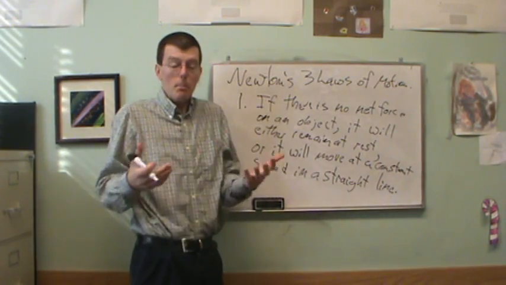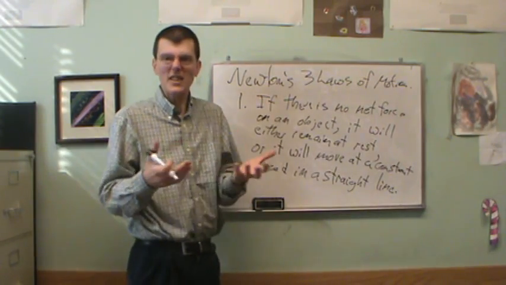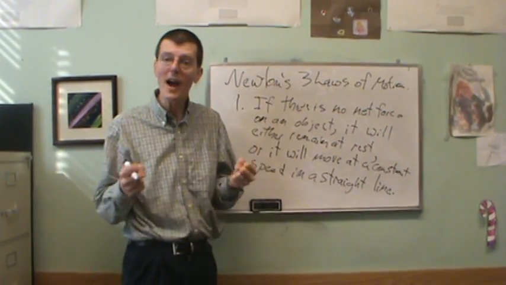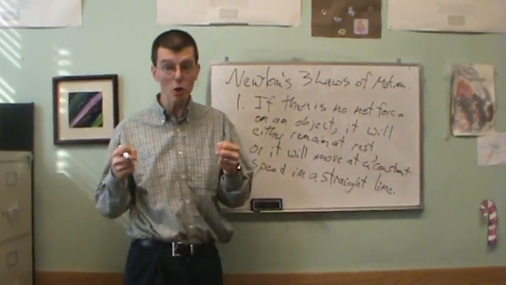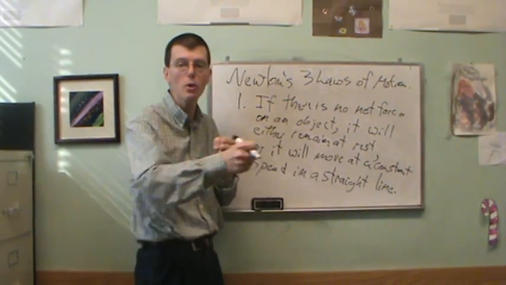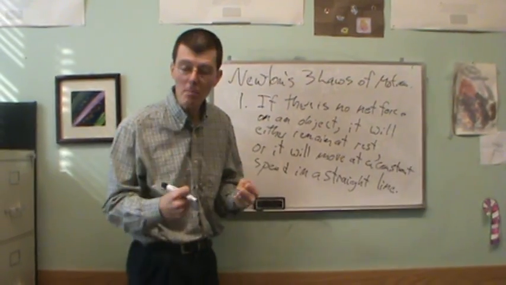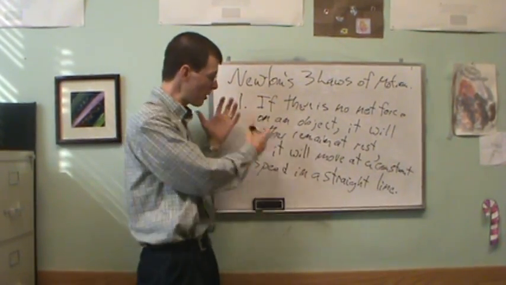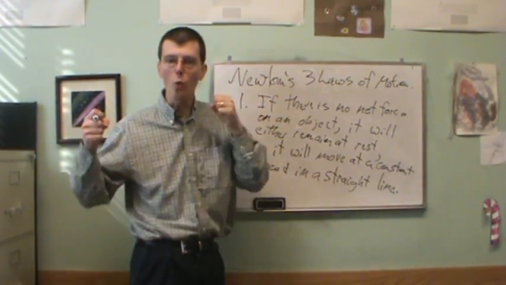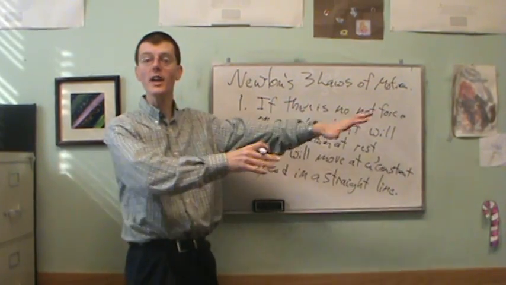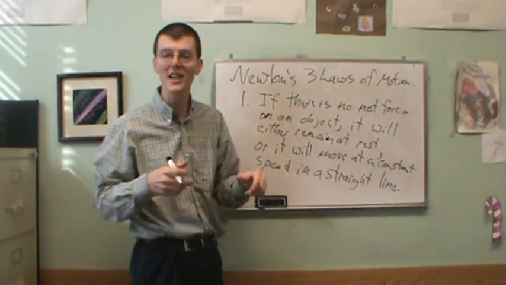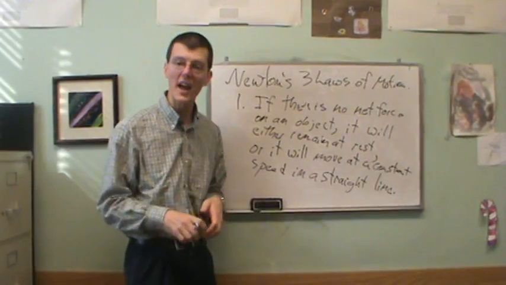Motion is natural to an object. Once you have an object going, the natural way for it to move, if there's no force on it, is for it to just keep moving at a constant speed in a straight line, and it would require a force to stop it moving. Forces would be required to prevent it from moving anymore. So once you get something going, it's just going to keep going and going forever at a constant speed in a straight line, unless some force acts on it to stop it.